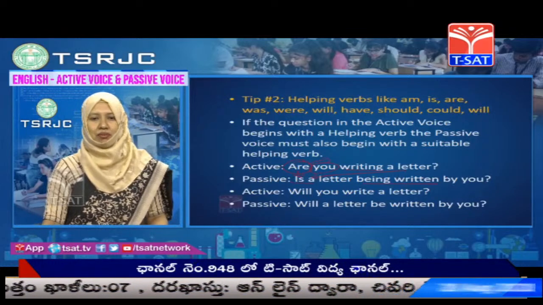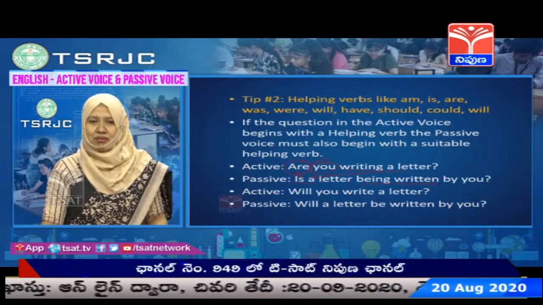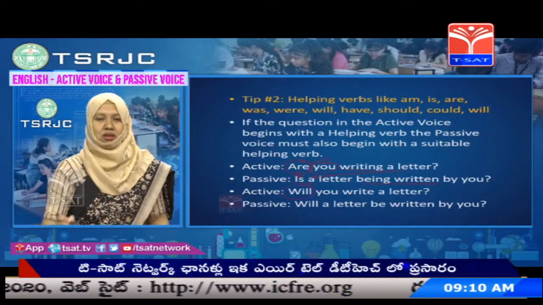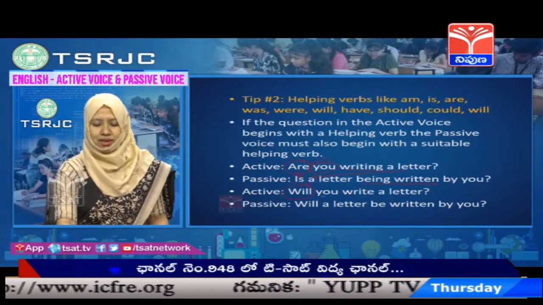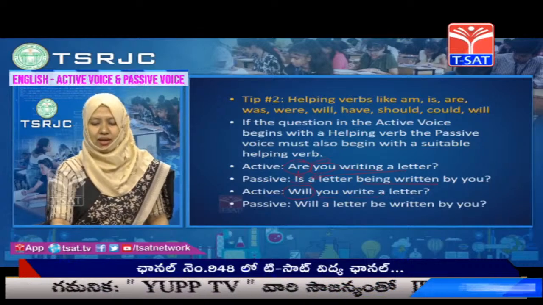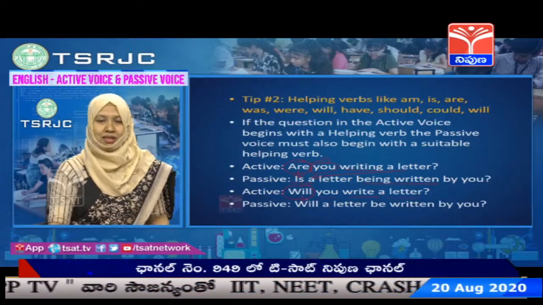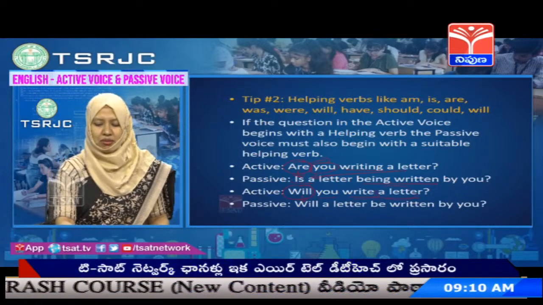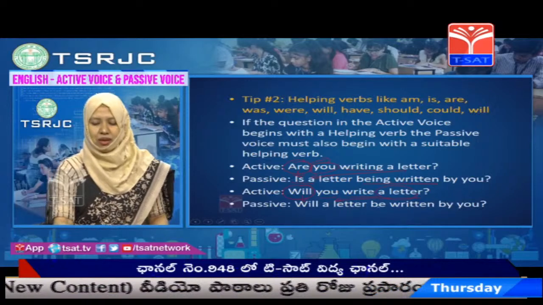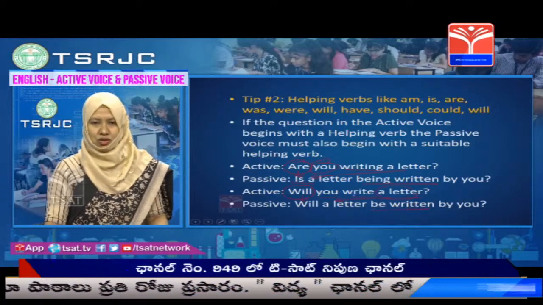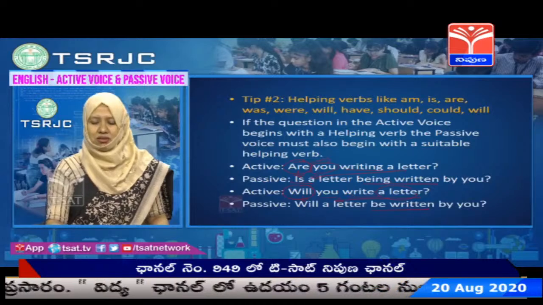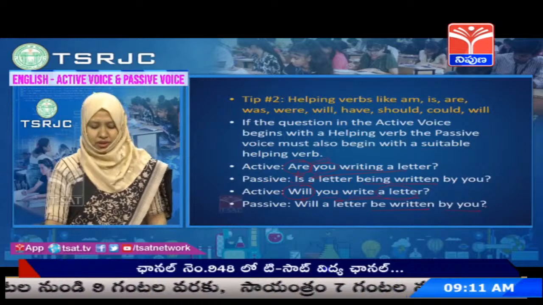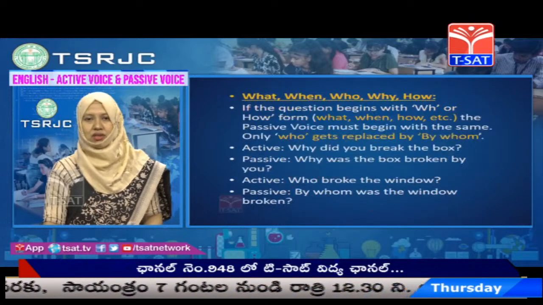If you take one more example, will you write a letter? Here, will is the modal verb, you is the subject, write is the main verb and a letter is the object. When you are changing into passive voice, will remains will, the object is becoming the subject, a letter, be written, the verb is changing into a suitable form, be written by you, the subject is getting changed into object. I hope you have understood this.